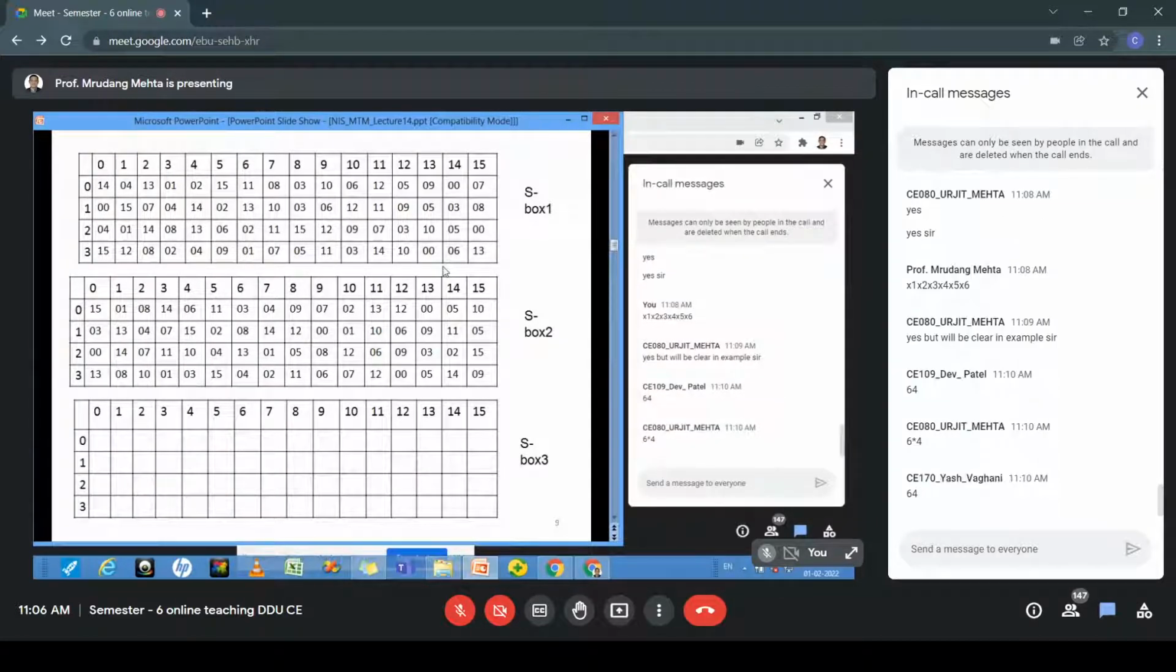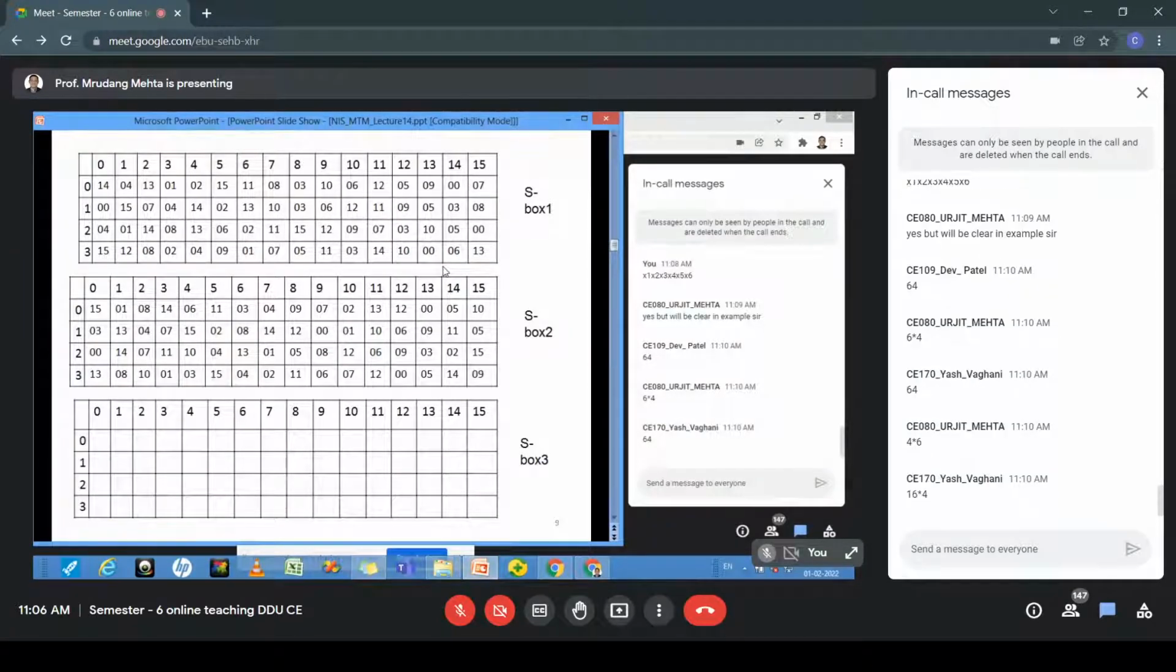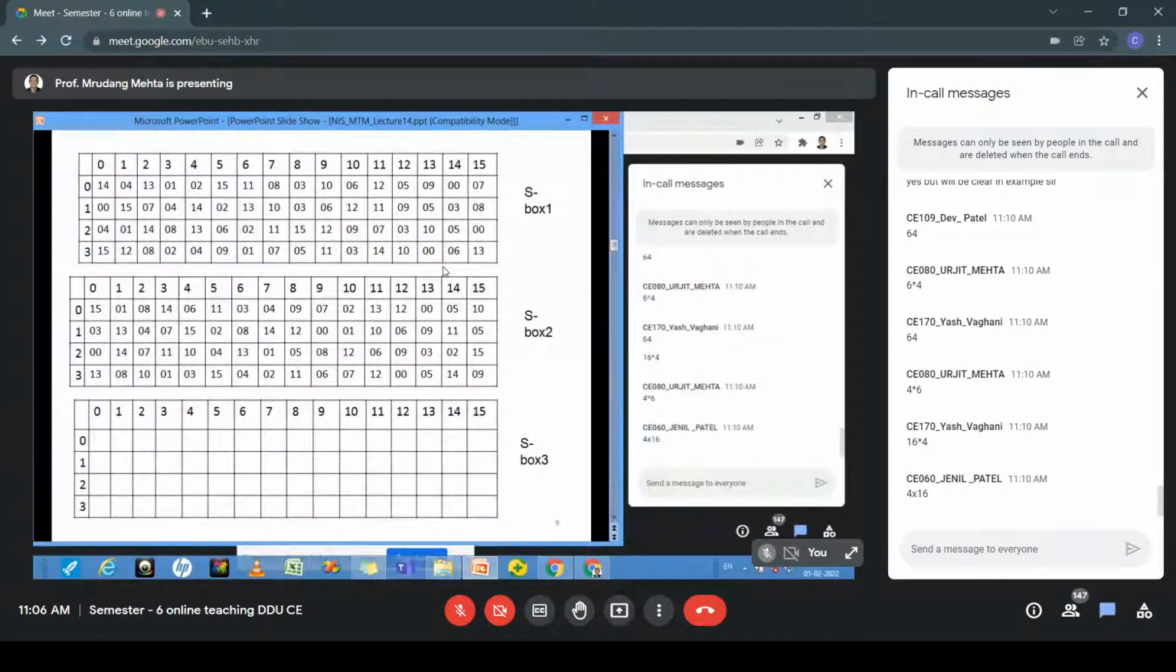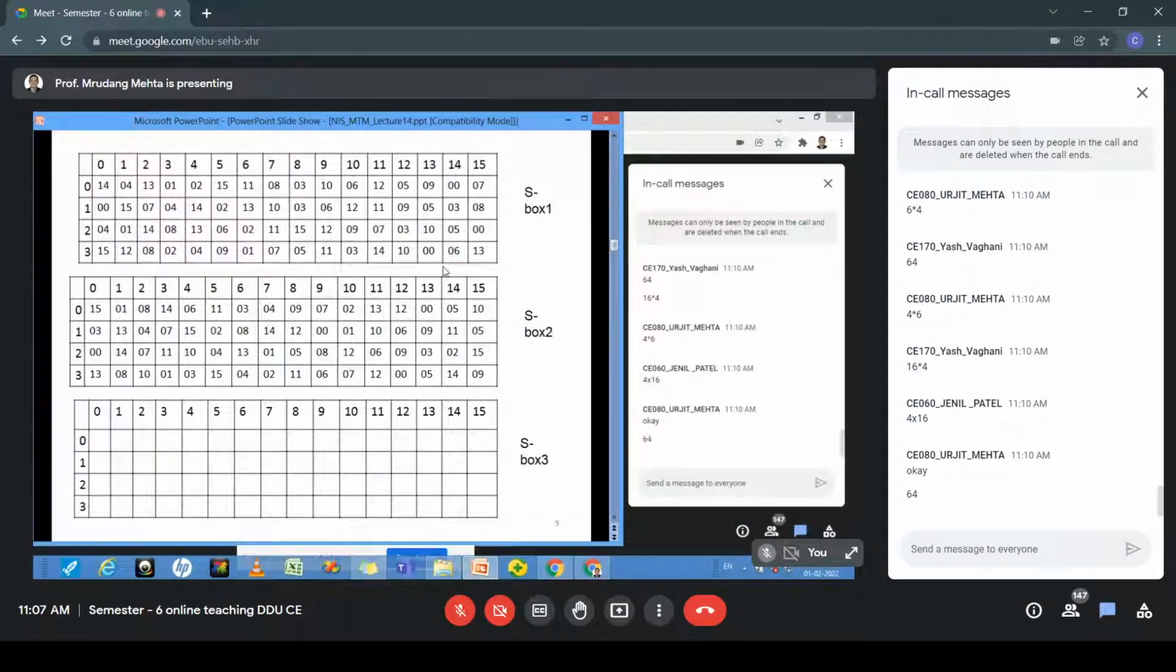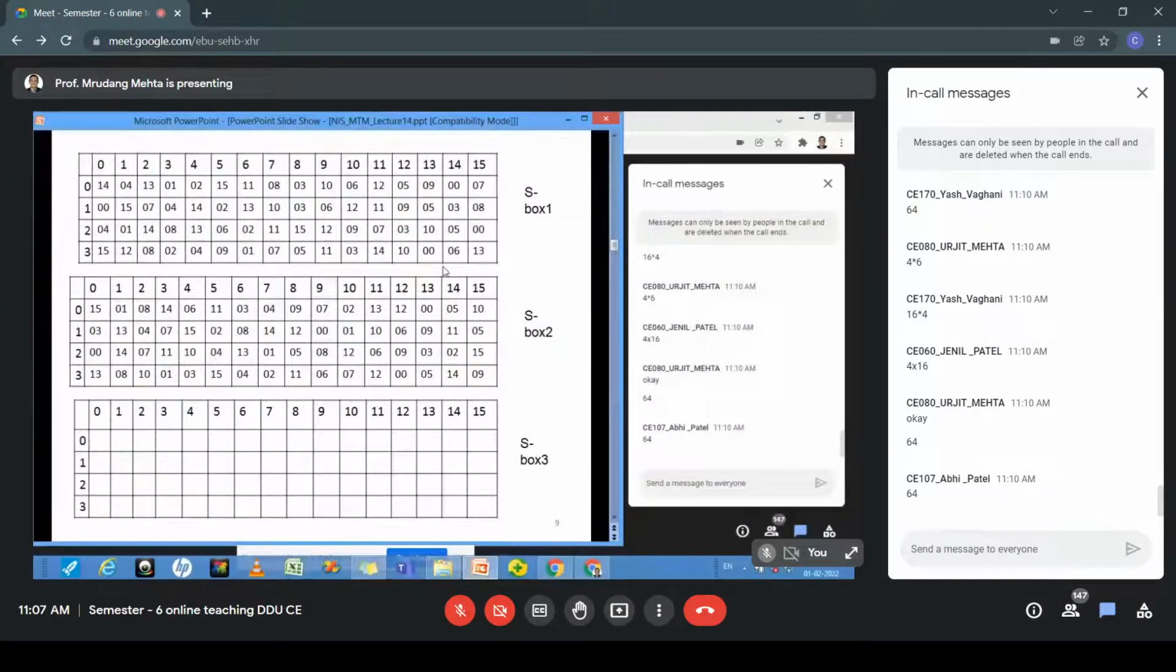6 into 4, 64, or 4 into 6, 64? 6 into 4 is not correct, and 4 into 6 is also not correct. It is 4 into 16. Yes, 4 rows, 16 columns, so the total values are 64. How many entries are there in S box 2? 64. Yes. So each S box has 64 entries, and each S box is unique and fixed.